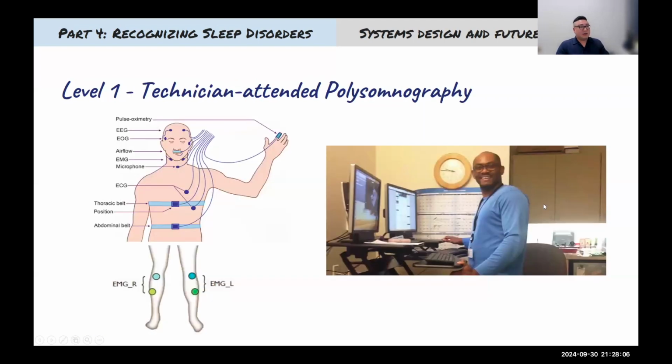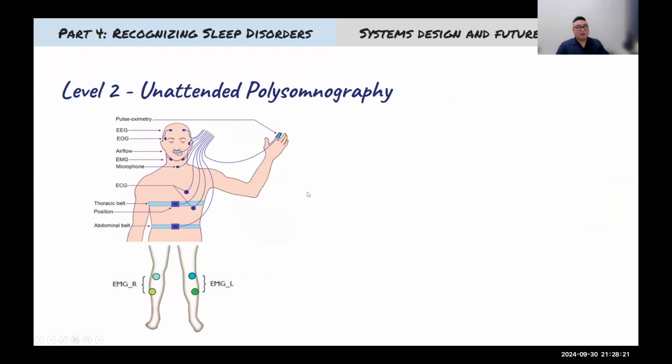So as you can see here, this is just a pictorial demonstration of what a technician-attended polysomnography setup looks like. We have the leads on your screen there. Well, let's take a look at what level 2 is. Well, it's the same thing, but now there is no technician. As you can imagine, level 1 sleep testing is the most strenuous and resource costing. Level 2 would be cheaper than level 1 testing to deploy.